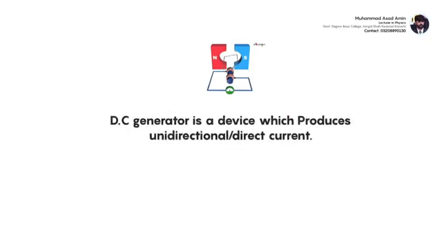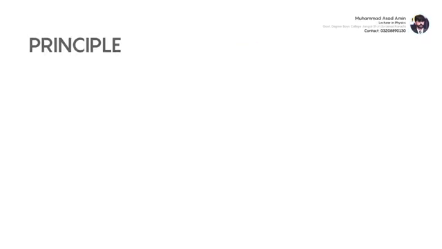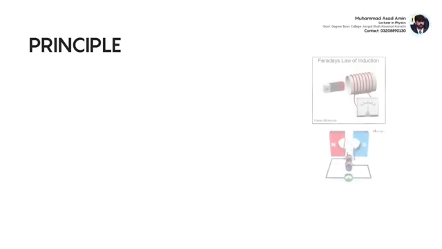Now, the definition of DC generator is that it is a device which produces a unidirectional or direct current. This generator produces current based on the fundamental principle of Faraday's law of electromagnetic induction. Now you know that the basic principle behind the working of generators is based on Faraday's laws.